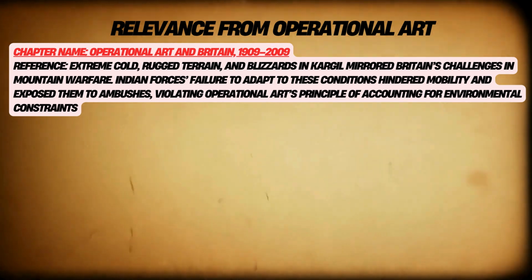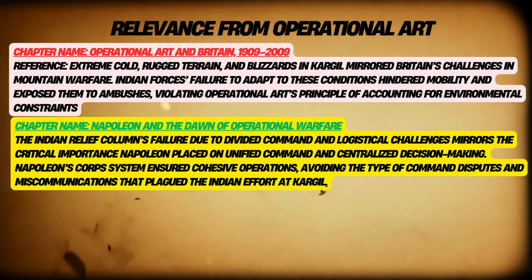The extreme cold, rugged terrain, and blizzards in Kargil mirrored the challenges Britain faced in mountain warfare. However, unlike the British adaptation to environmental constraints, the Indian forces failed to plan for these harsh conditions. This lack of preparation violated one of operational art's key principles, accounting for the environment, and left troops vulnerable to ambushes and logistical breakdowns. Moving next, chapter name: Napoleon and the Dawn of Operational Warfare.